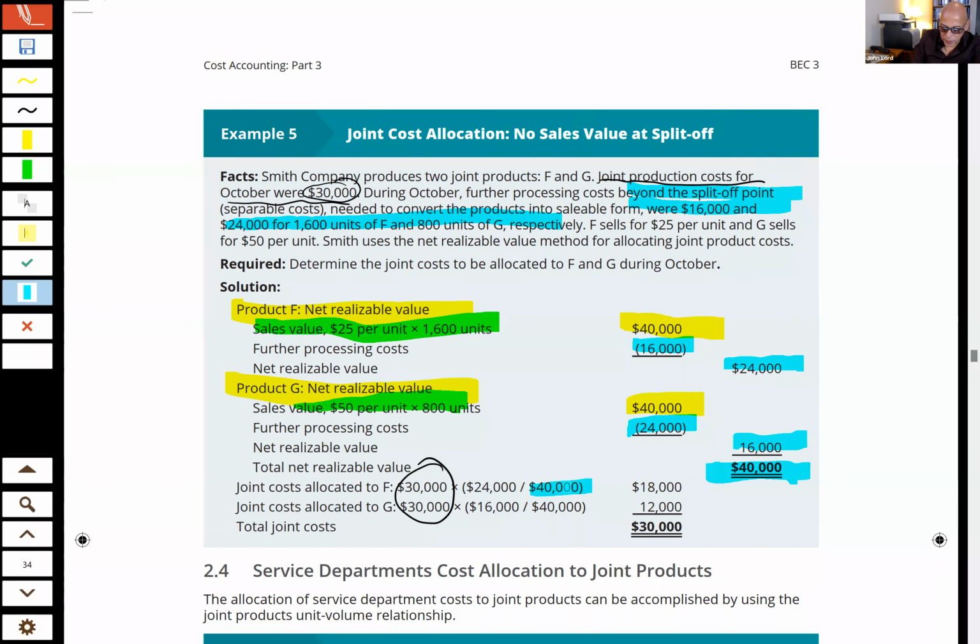We divide the respective amounts for each one of those, the 24,000, the 16,000 over here, and we allocate the cost that way.